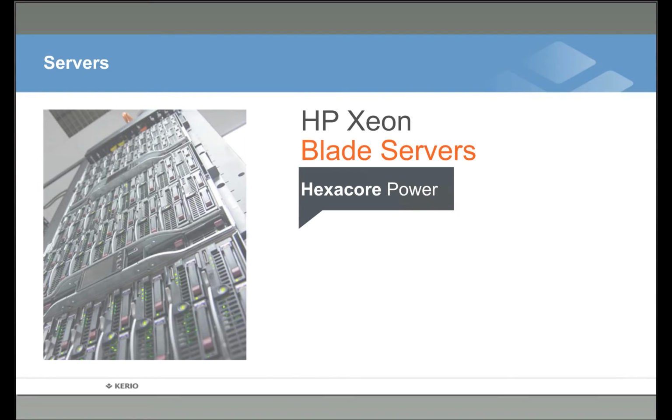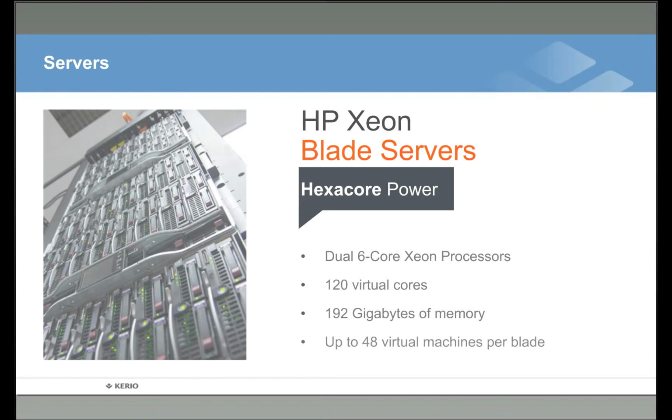Hardware-wise, all of our hardware runs on HP Xeon blade servers. We have dual 6-core Xeon processors in every blade. We have over 120 virtual cores right now to be able to deliver immediately, and that's in each blade, by the way. And then, of course, 192 gigs of memory in each blade as well. We're able to deliver up to 48 virtual machines per blade, and the scalability is incredible.